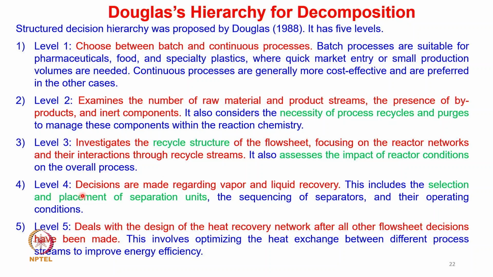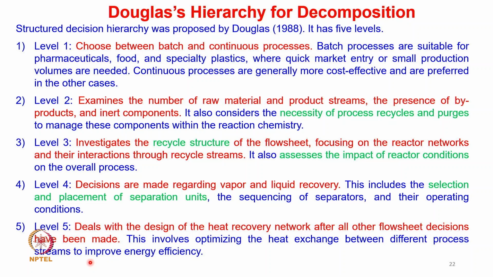Level 4 decision is where decisions are made regarding vapor and liquid recovery. This includes the selection and placement of the separation units, the sequencing of separators and their operating conditions. And in the last level, level 5, it deals with the design of the heat recovery network after all the flow sheet decisions have been made. This involves optimizing the heat exchange between the different process streams to improve energy efficiency.